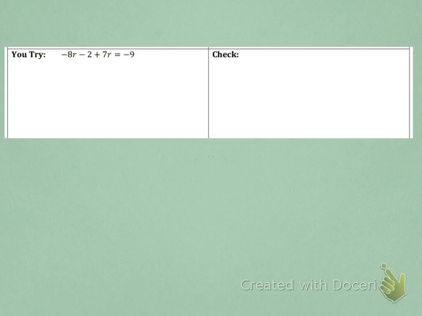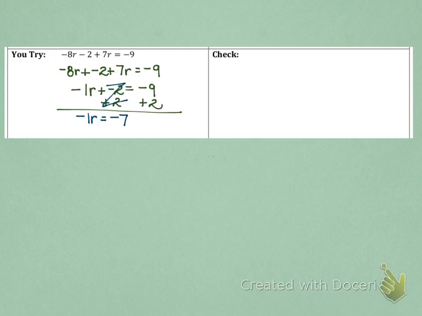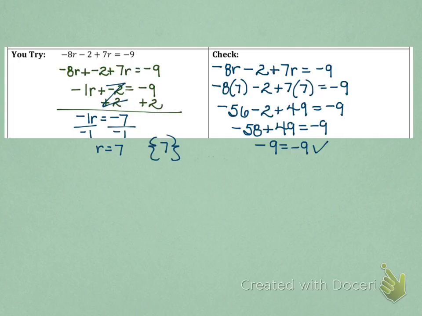Now, the next part of the notes, I want you to try this. So the first thing you're going to do is rewrite the subtraction. Do that now. And now you're going to find your like terms and combine them. Now that you've done that, you should be solving this two-step equation by getting rid of the constant first. And finally, you're going to get rid of the coefficient in front of the r. Try a check. So you should be getting negative 9 equal to negative 9.